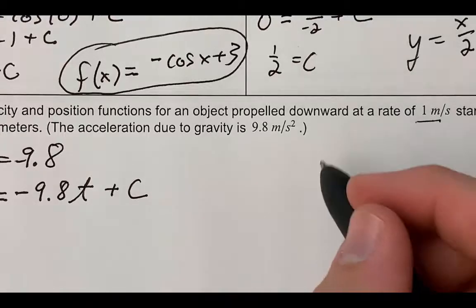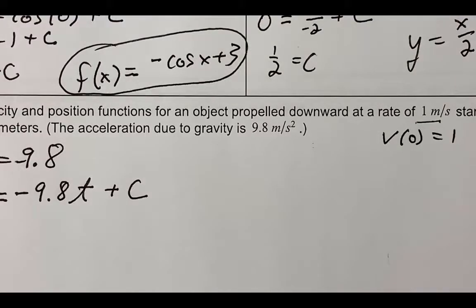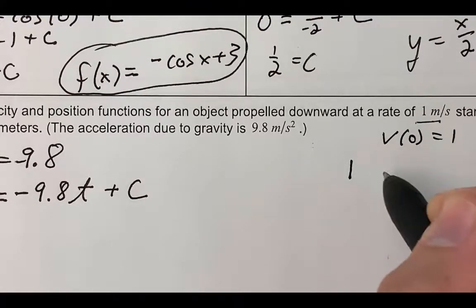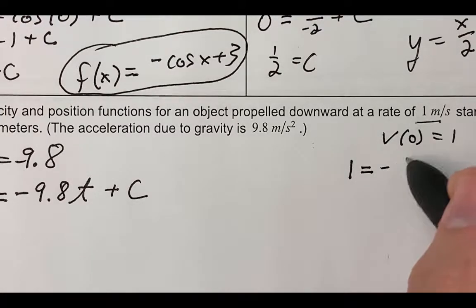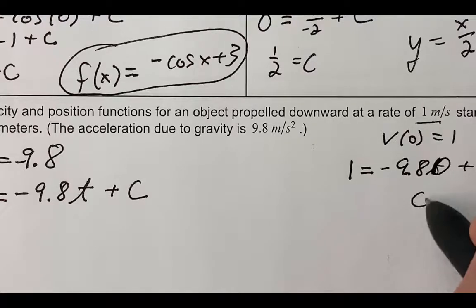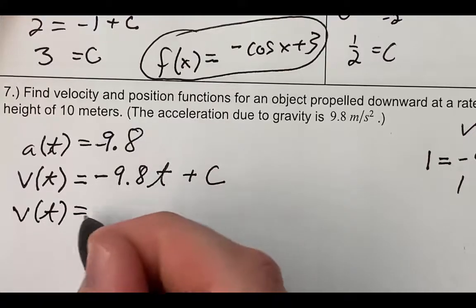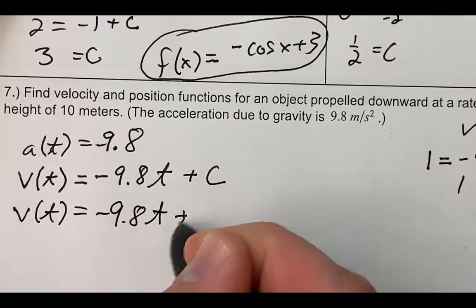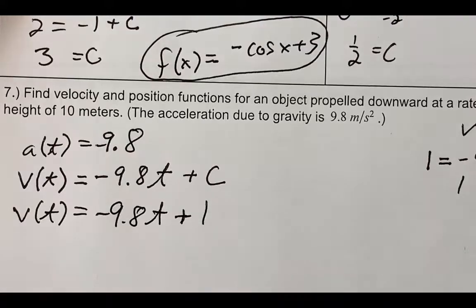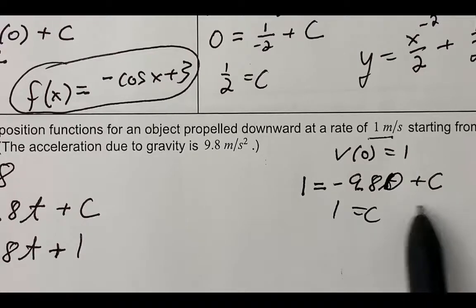So if I know that v of 0 is 1, so in other words, this is saying that v of 0 is equal to 1, then I can write this. 1 has to equal, well, it has to be c, but I guess you could write it out. Negative 9.8 times 0 plus c. What you end up with is c equals 1. In other words, your velocity function is equal to negative 9.8 t plus 1. Okay, again, that's because you're plugging in the point 0, 1 into your velocity function and solving for c.